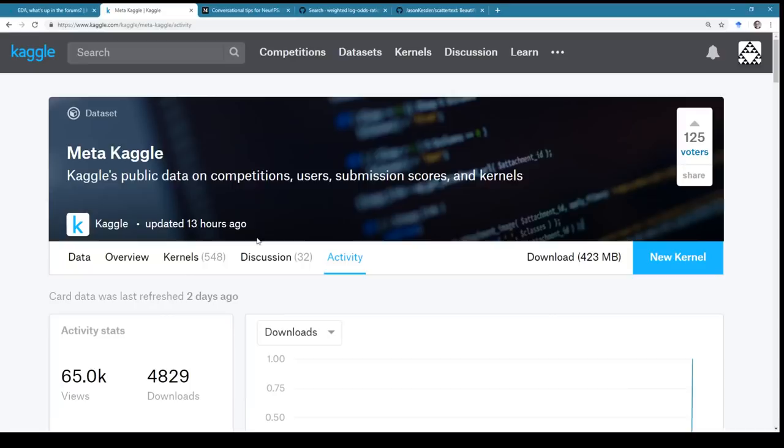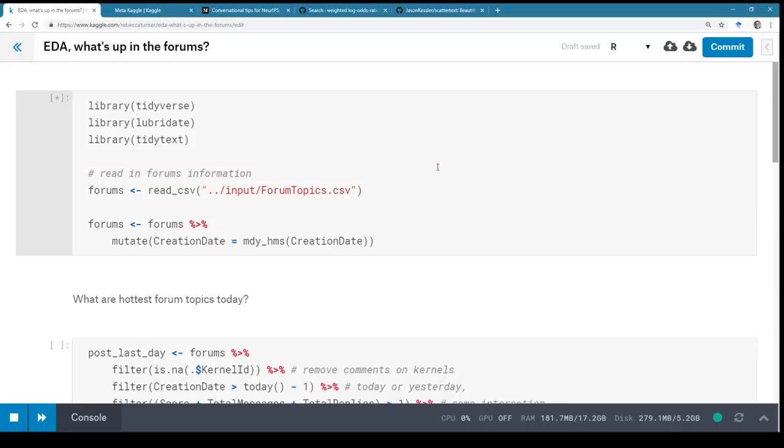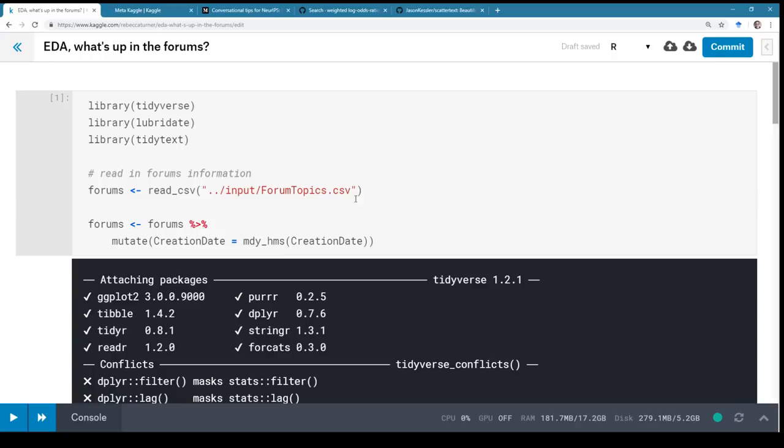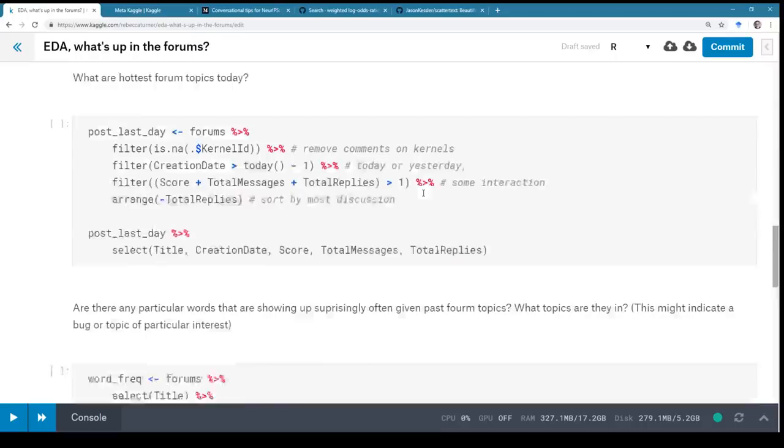Anyway, so this is what I've done so far, and this has been in R. And I'm just using the forum topic, so I'm only looking at the topic line rather than the whole forum text, just because there's a lot of forum posts and I want this to be fairly fast to run.